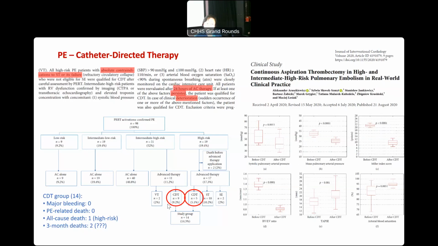Altogether, 14 patients had catheter-directed therapy, with no bleeding and no PE-related death. One patient died from hypoxic brain injury, and that patient was in the high-risk group. Unfortunately, they reported 2 deaths at 3 months, but they didn't tell me if it was the intermediate high or high-risk group. So that's not reported. I calculated. If I count those 2 patients as both intermediate high, then for intermediate high and high-risk PE the 3-month mortality is 3.9. Wow. I hope that's a reality.